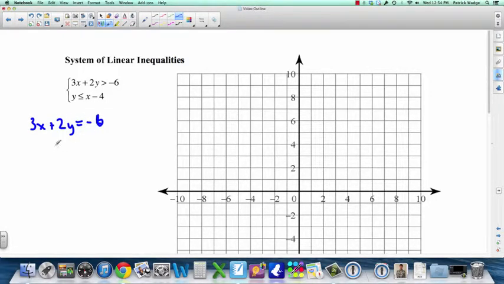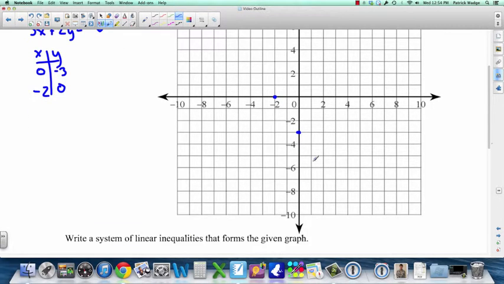This is in standard form, so I like to use my intercepts. To get the y-intercept, I put 0 in for the x. So 3 times 0 is 0. 2 times what equals negative 6? Negative 3. So that's this point. To get the x-intercept, put 0 into the y. 2 times 0 is 0, so that's gone. 3 times what equals negative 6? Negative 2. So that's this point.